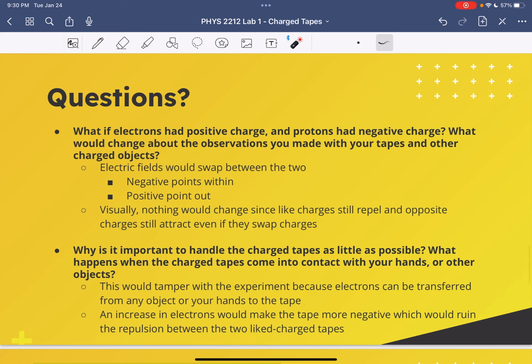Some questions that may arise from this lab are, what if electrons had positive charge and protons had negative? So we switch them. So basically that just means the electric fields would swap between the two. But visually nothing would change since like charges still repel and opposite charges still attract.